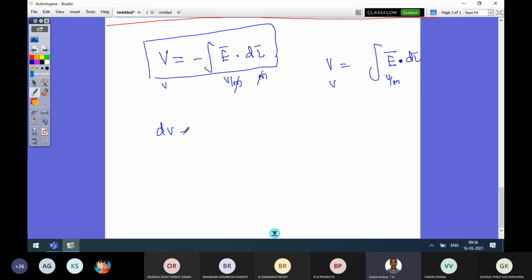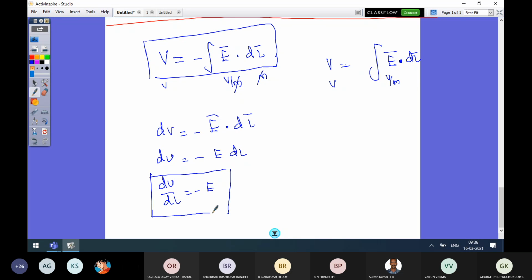So you can say dv equals E dot dl, right? Or you can say dv equals, if you take the dot product, E into dl. You can say dv by dl equals negative of E. What is dl? If you take a cylindrical coordinate system, it may be d rho. If it is a spherical coordinate system, it may be dr plus d phi, d theta. If it is a Cartesian coordinate system, it may be dx, dy.